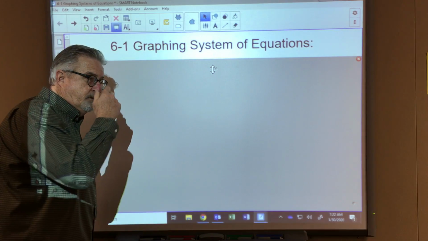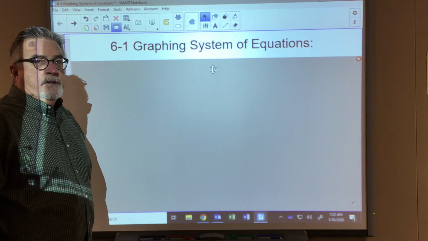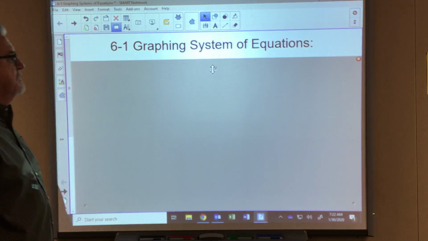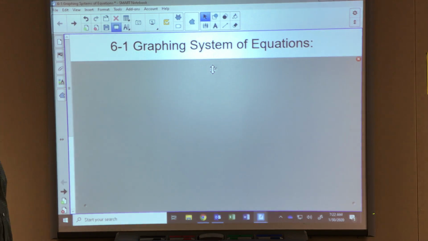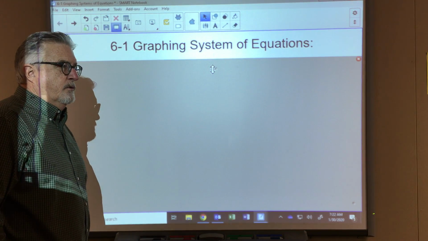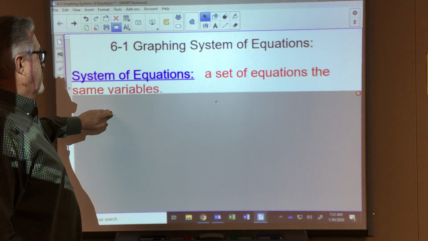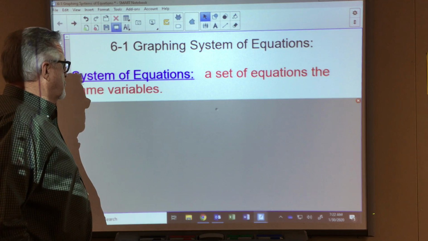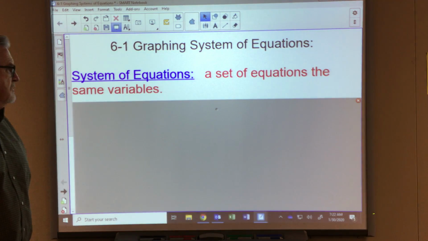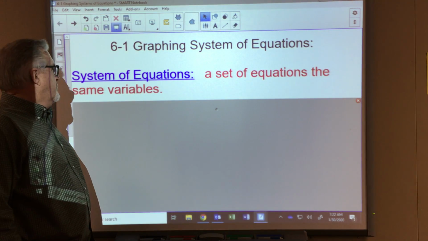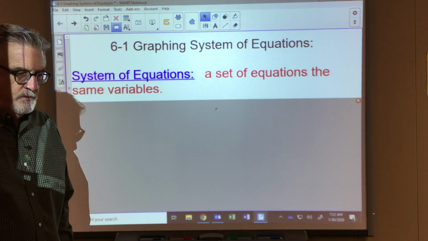Mathematicians, today we're going to start a chapter over systems of equations. So before we get started, we need to know what a system of equations is. So let's start with the definition of system of equations. A system of equations is simply a set of equations with the same variables.